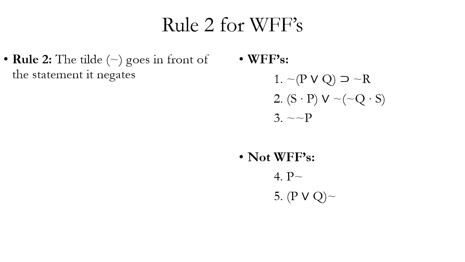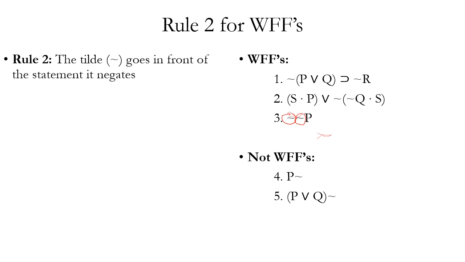This is a well-formed formula. It's perfectly fine to have two or more tildes placed in front of each other. So the tilde that's closest to the P, which you can see here, negates just the P. But the second one negates the whole expression tilde P. So it still counts as a well-formed formula. Let's look at problems 4 and 5 to see examples of ones that don't follow the rule.